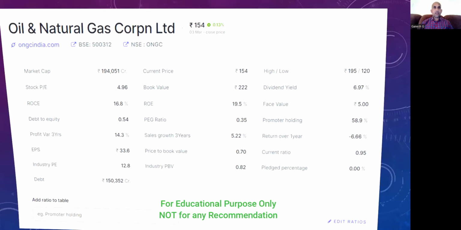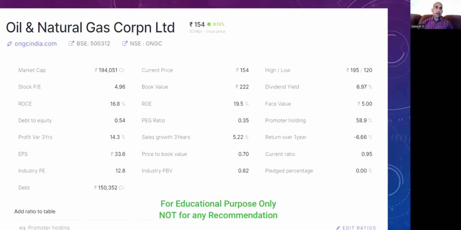And another stock is ONGC, Oil and Natural Gas Corporation Limited. Stock PE is 4.96. Earning per share 13.36 rupees. And PEG ratio is 0.35. Again, this is also below 1.